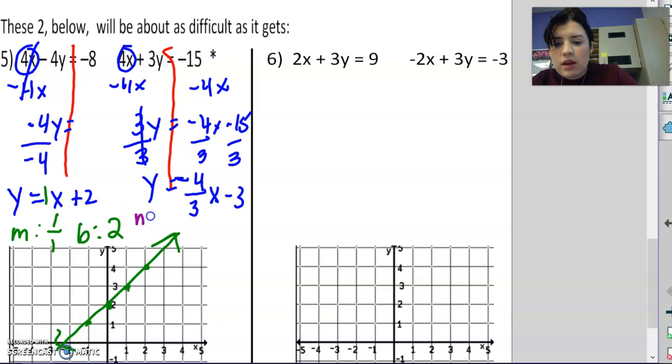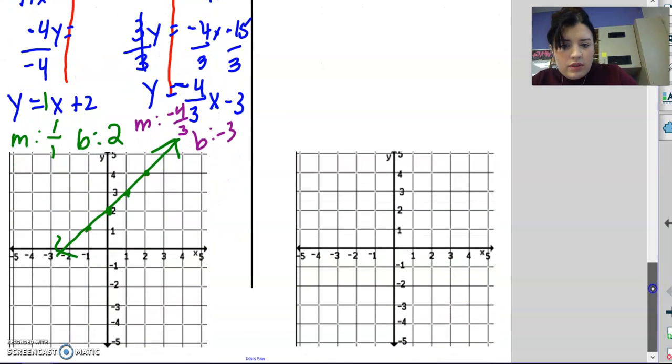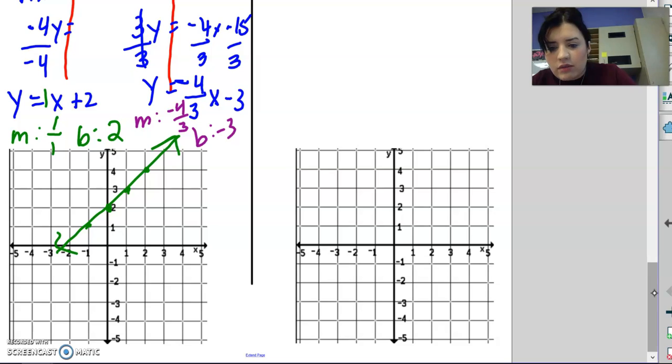The other one, our m is negative 4/3, and our b is negative 3. So we're going to go down a little bit, go to negative 3. And this is that tricky point. If we go down 4 and right 3, we are off the grid. So we have to do the reverse. So instead of, let's write it right here, down and right, we're going to go up and left. Okay, you're just reversing it.